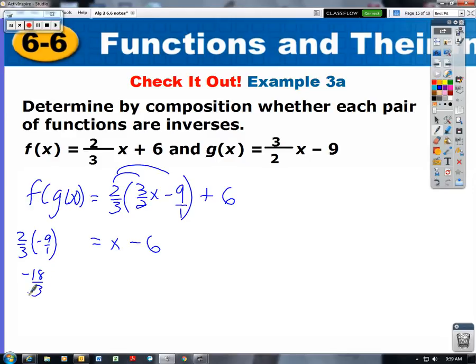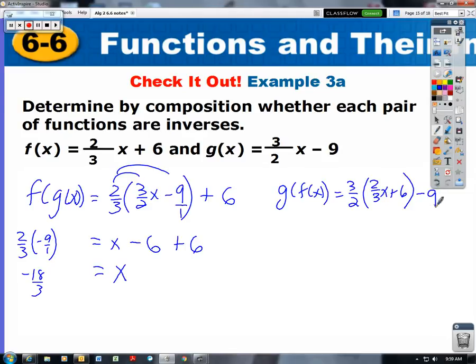I see all the steps in the work. We have g of f. You can't just assume that because one of them equals x, they both will. So now I'm going to take all of f and plug it in for g. So I'm going to have g equals 3/2. Replace this x with all of this, 2/3 x plus 6. Close the parenthesis and then bring along the -9.